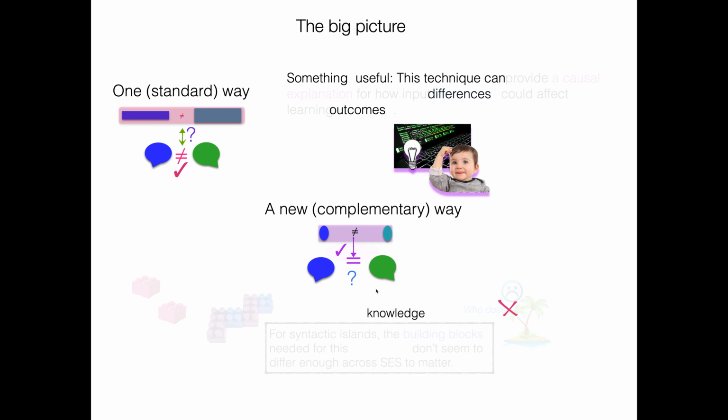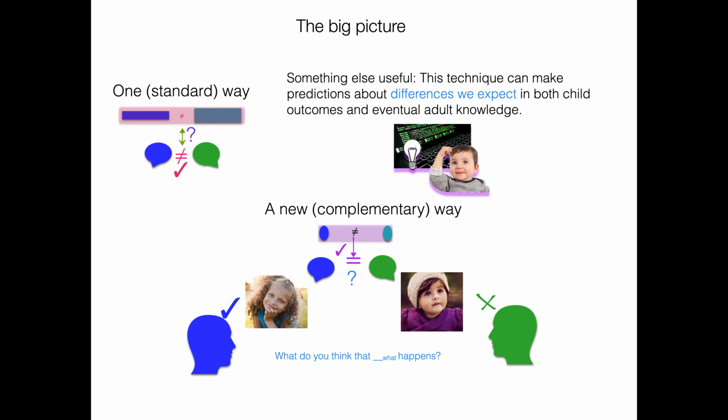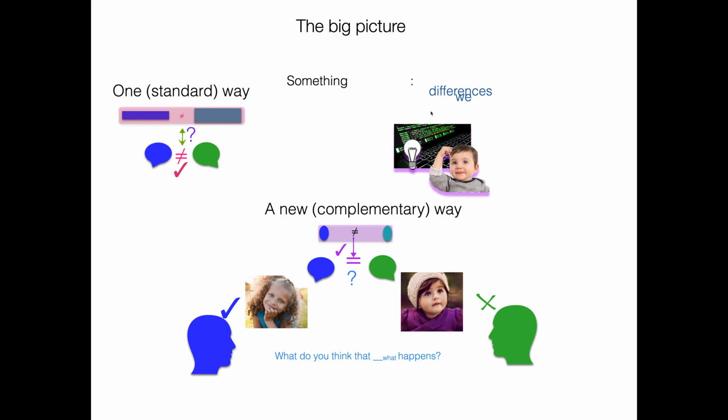That's the prediction. Something else that's useful is that this technique can make predictions about differences we expect in both child outcomes, right? That's the main finding here, but also eventual adult knowledge. Remember here we're predicting a difference in the that-trace violation, which is unacceptable for a high SES adult speaker, versus we are expecting it to be more acceptable for a low SES speaker. So differences we expect in eventual adult knowledge can surface through using this technique.